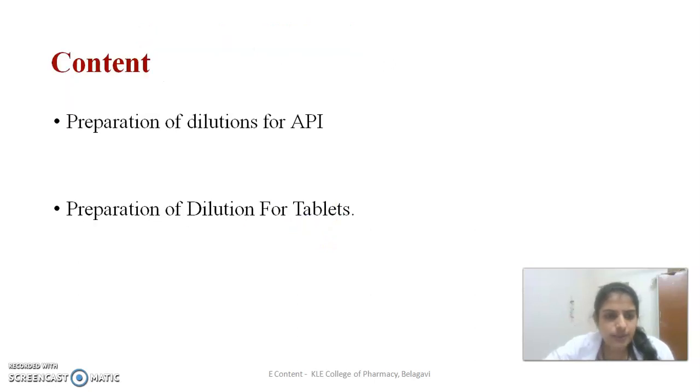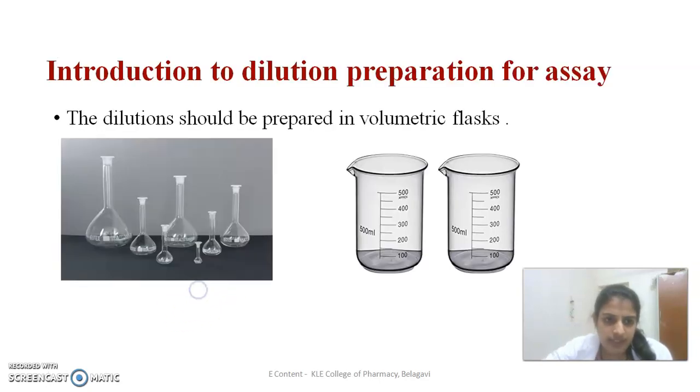The topic has two steps. One is the preparation of the dilution for the API. API means active pharmaceutical ingredient, that is the pure form of the drug in any of the formulations. The next one is the preparation of the dilution for the tablets.